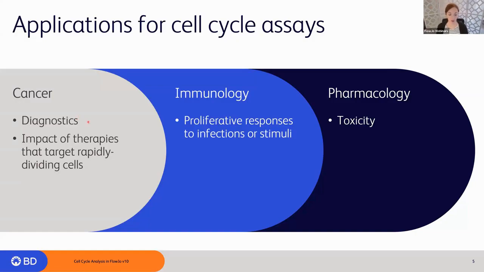Those can be informative for diagnostics in the cancer field, and also for the impact of therapies that will target rapidly dividing cells. If we do have therapies that can target cancer cells, there might be certain stages of the cell cycle that will be a good target for disruption. It'll be important to know which of those stages are being disrupted by a therapy or could be disrupted by a therapy. In immunology, it can be helpful for understanding proliferative responses, either to an infection or some kind of stimulus, maybe a vaccine or a therapeutic agent. So it has applications in that arena as well.